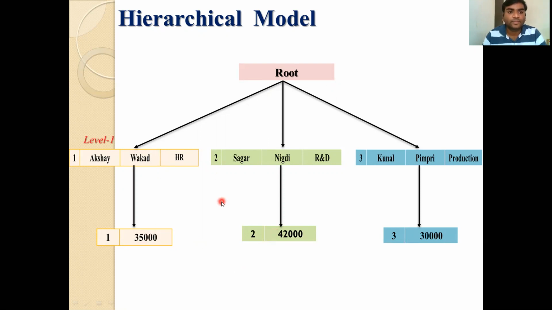This is level 1. This is level 2. Again, as per your requirement, you can extend up to any number of levels. So this is the hierarchical model. In the hierarchical model, data is represented in the form of parent-child relationship, and for that representation, a tree-like structure is used. So in the tree-like structure, this is the root, level 1 is referred to as a node, and level 2 is referred to as a leaf node. Okay, so this is the hierarchical model.